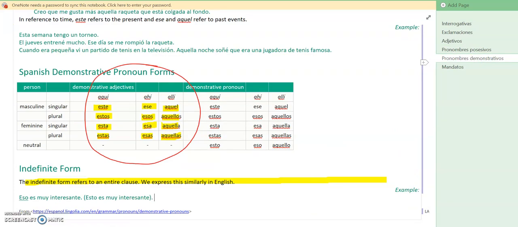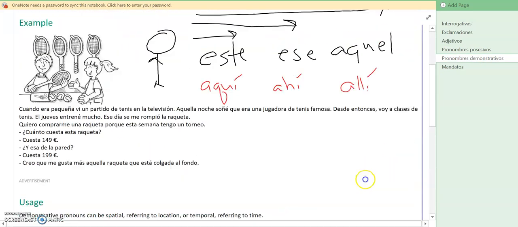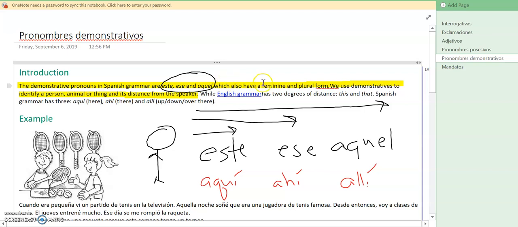And the next section asked about demonstrative pronouns. So demonstrative pronouns have feminine and plural forms, so we also have to be careful about matching them. But basically, we use demonstratives to identify an animal, a person, or a thing, and its distance from the speaker. So if you see right here, my person, the closest thing would be this, farther away would be that, and then even farther away would be that over there. So that's basically what a demonstrative pronoun is saying, like this, that, or that over there.